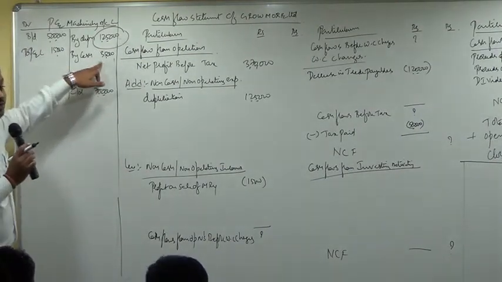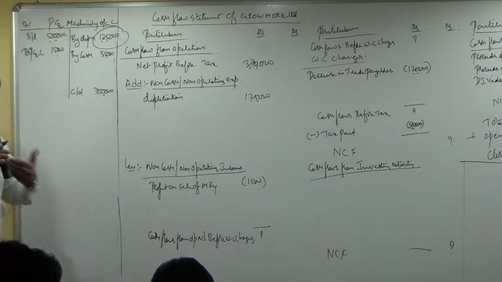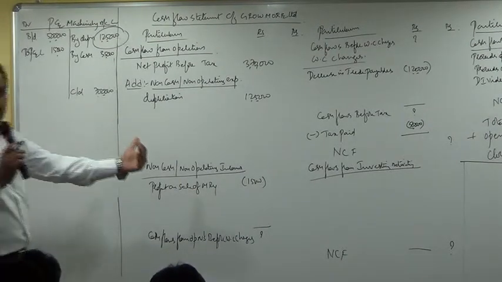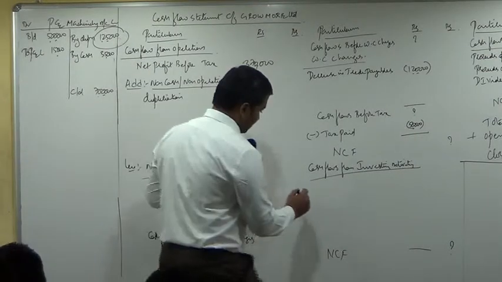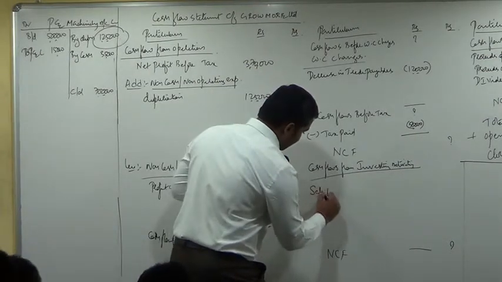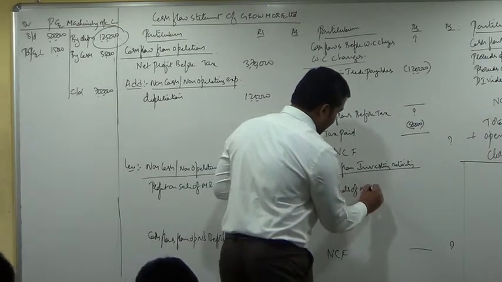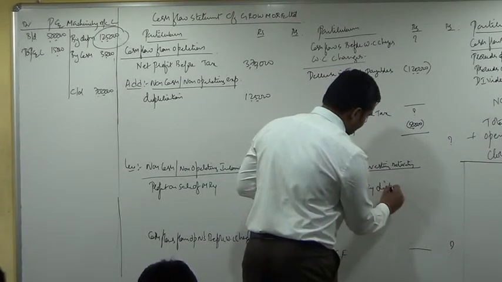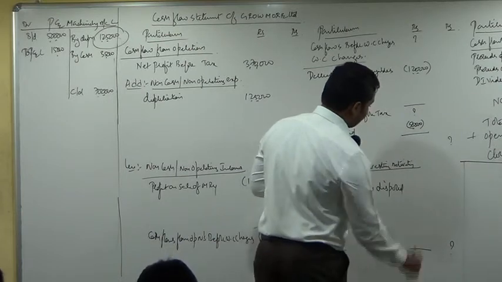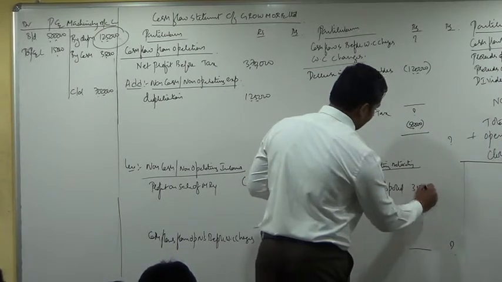Wait. Cash from sale of machinery, cash inflow, part of investment activity. Sale proceeds of machinery disposed, how much? 35,000. Inflow.